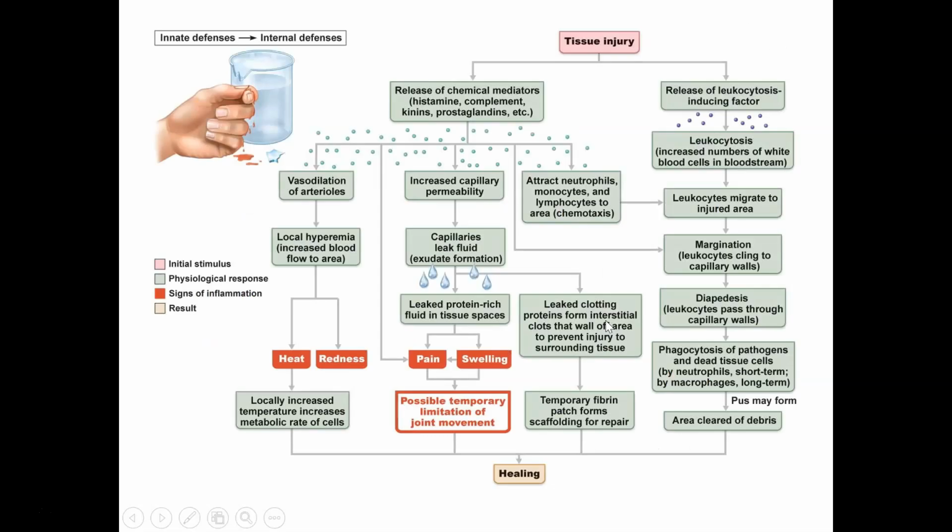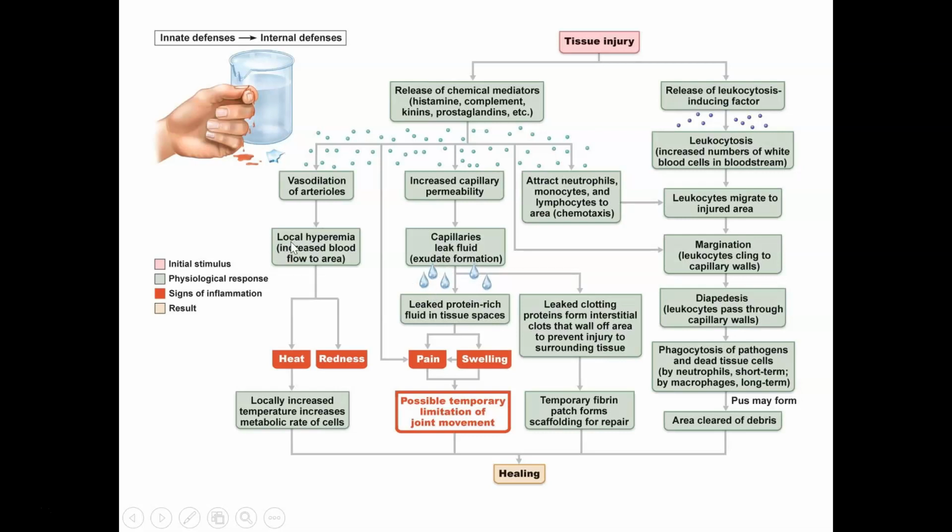All right, and so these cardinal signs are illustrated on this flow chart of inflammation, showing what starts it all: some kind of tissue injury or infection, release of chemicals, histamine and kinins and things like that. And these are going to cause vasodilation of local arterioles, increased permeability of capillaries, CAMs on endothelial cells of capillaries attracting leukocytes. Capillaries are going to leak fluid, which is the exudate, into the space.